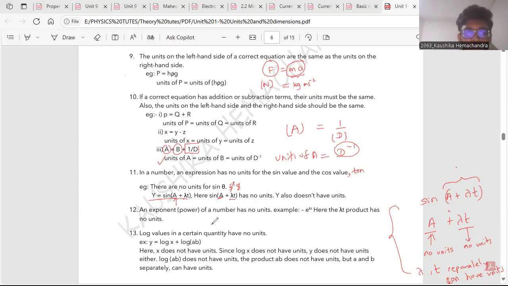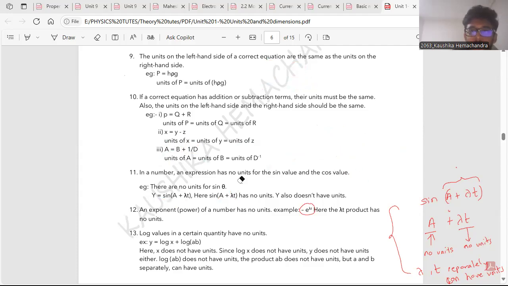Twelfth one, an exponent. Exponent means the power, right? Of a number has no units. For example, they have taken e to the power minus lambda t. So lambda into t is the same here too. These are two different equations. Lambda t product has no powers, no units. Right?